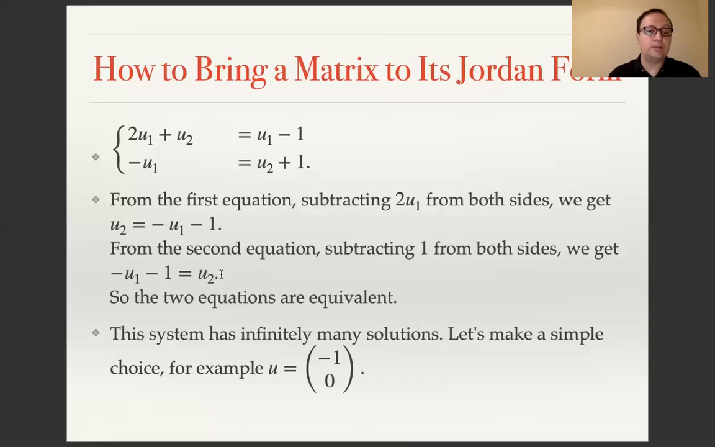And let's make a simple choice again, instead of something like 100 and minus 101 or whatever. Let's pick u1 to be minus 1, and then u2 is 0. So then u is the vector with components minus 1 and 0.